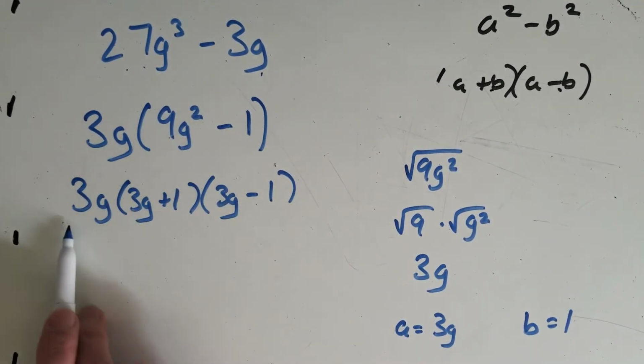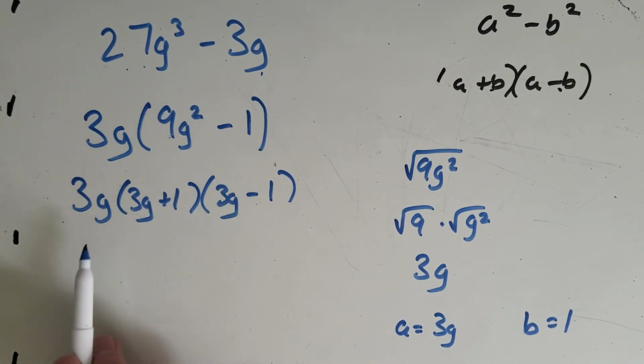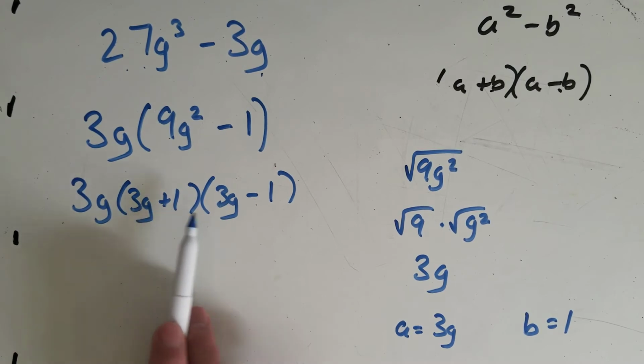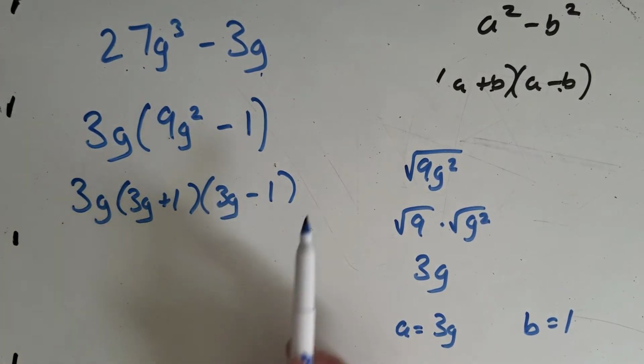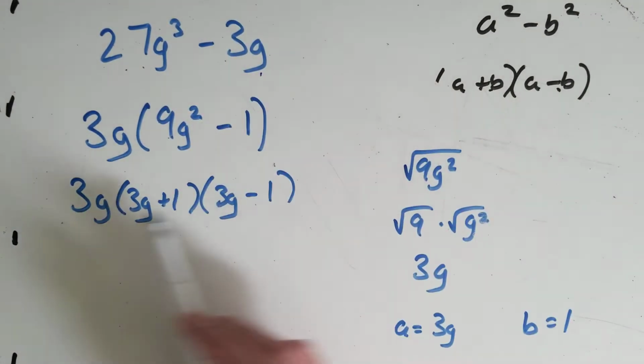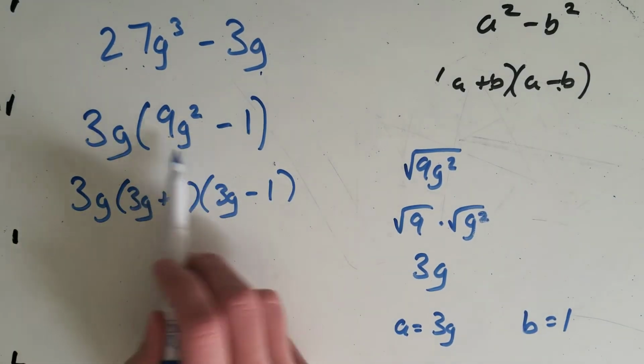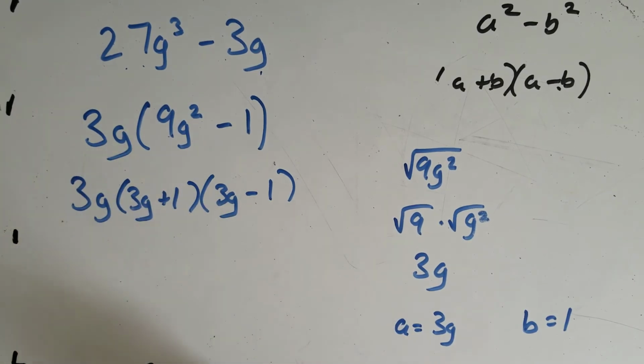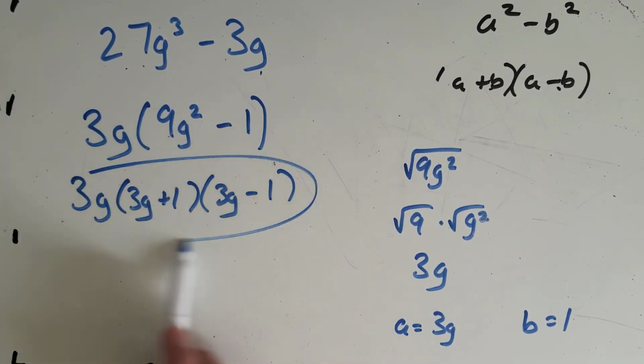So our final factored form, completely factored, is 3g times the quantity 3g plus 1 times the quantity 3g minus 1. So this is factored, but this is the completely factored form, because you can still factor further from here. And you want to get all the way to where there's nothing else you can factor out, which is this form right here.